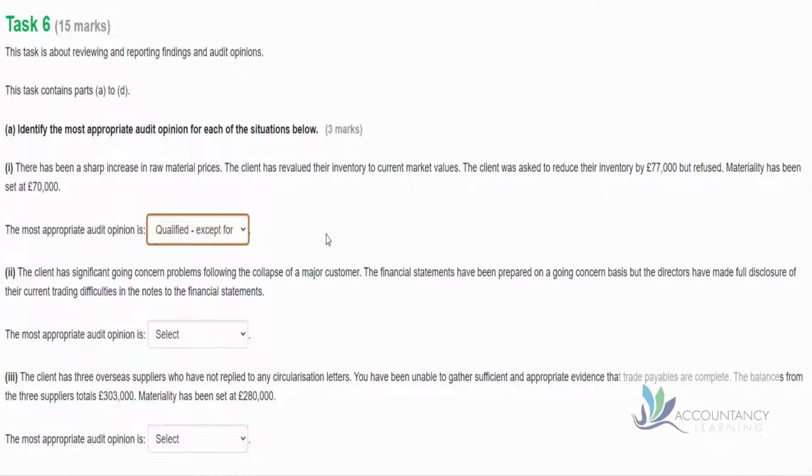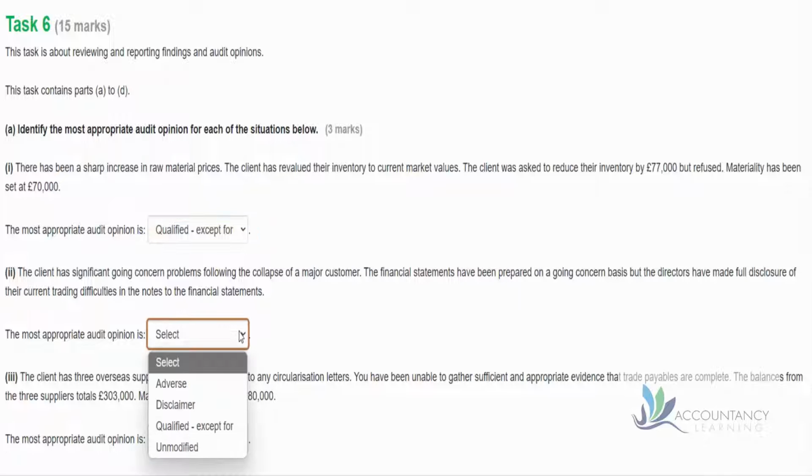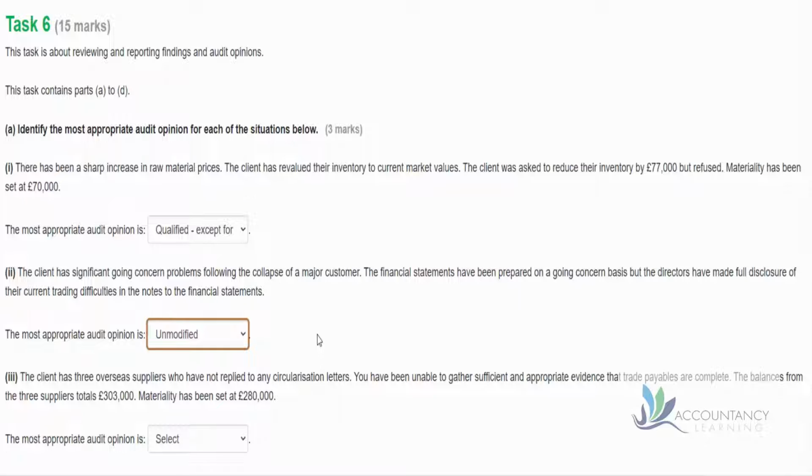In part 2, the client has significant going concern problems following the collapse of a major customer. The financial statements have been prepared on a going concern basis, but the directors have made full disclosure of their current trading difficulties in the notes to the financial statements. So, do the financial statements give a true and fair view? Well, yes, they do, because there is a going concern problem, but it's been fully disclosed. And assuming that we're happy with the disclosure, then that would be fine. Okay. So, as the financial statements give a true and fair view, then we should give an unmodified opinion.